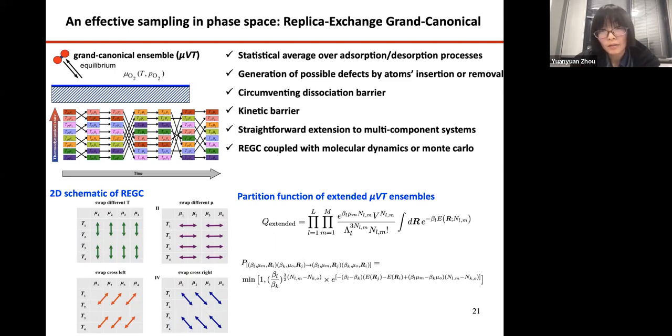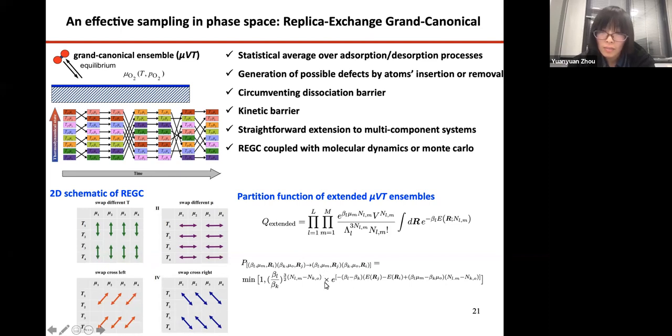Okay, then we come to the weight factor. The partition function of this extended ensemble is the product of the partition functions of the Grand-Canonical ensembles. So the probability to swap between 2 neighboring replicas is known a priori, and it is related to the energy difference between the 2 replicas, the temperature, and also the chemical potential and the number of absorbed particles.